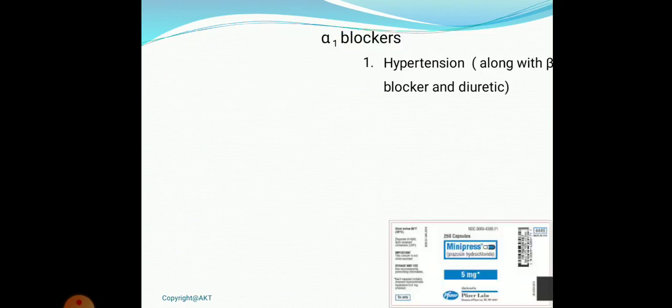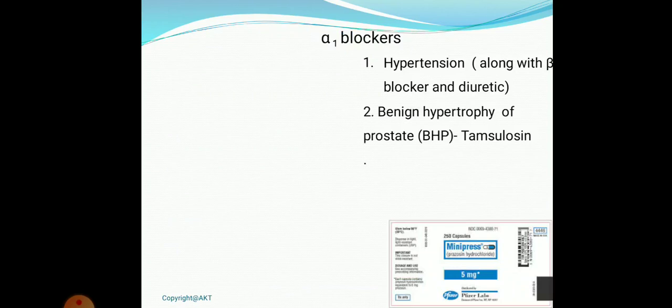Other uses are useful in hypertension, especially alpha-1 selective blocker, along with the beta blocker and diuretic. The reason is when alpha blocker is given, there will be reflex tachycardia, which can be prevented by giving a beta blocker, blocking beta 1 receptor in the heart, decreasing the heart rate. And the salt water retention can be prevented by using diuretics. So usually alpha 1 blocker will be prescribed along with a beta blocker and a diuretic.